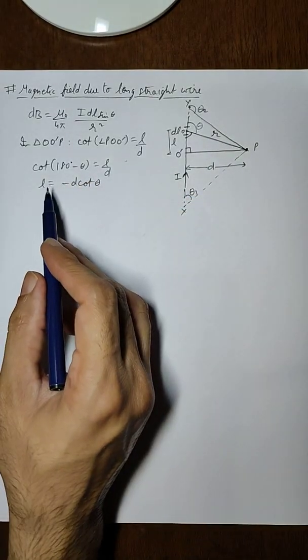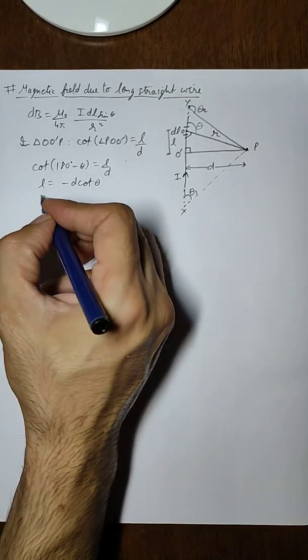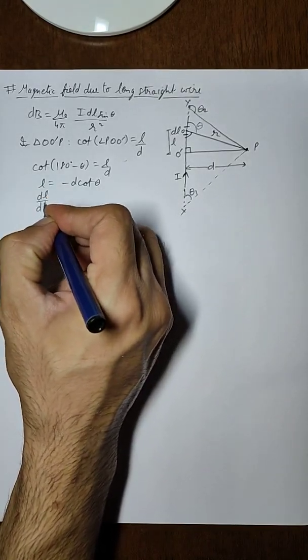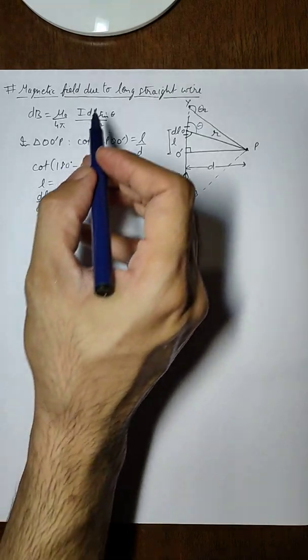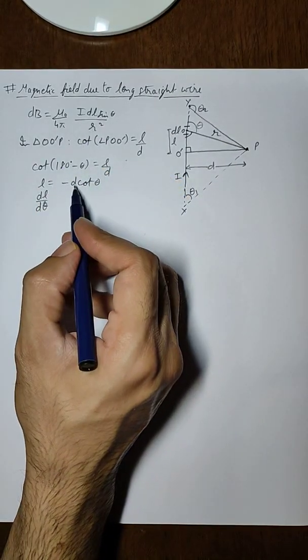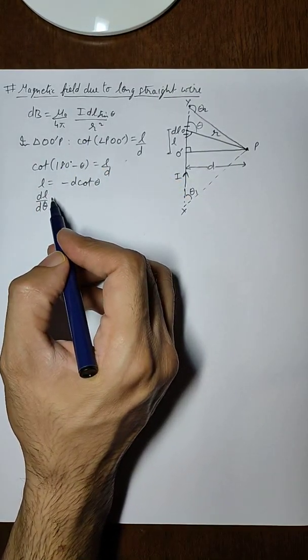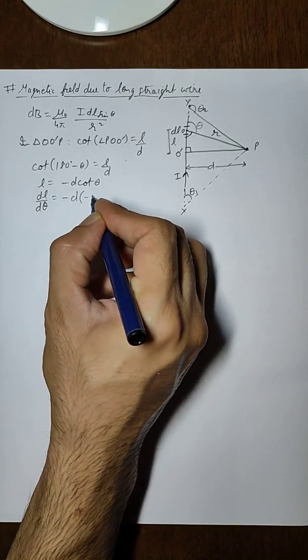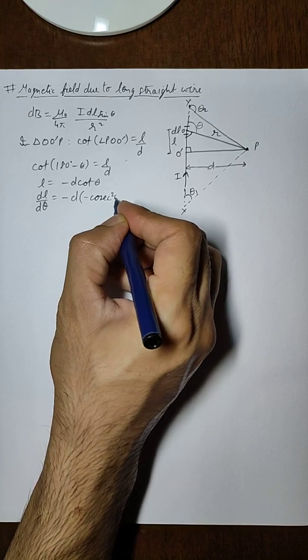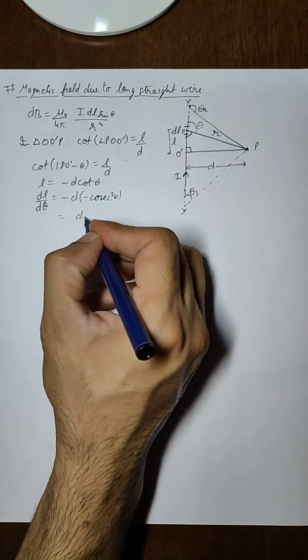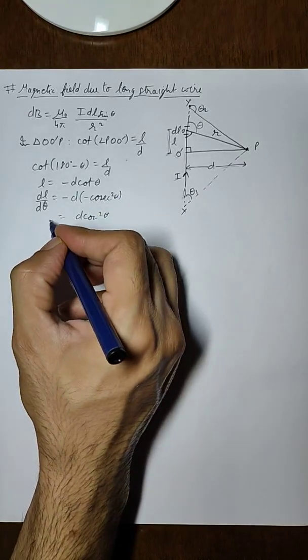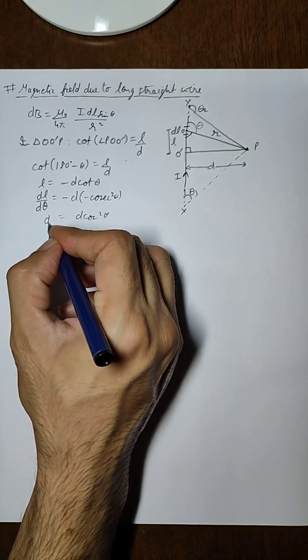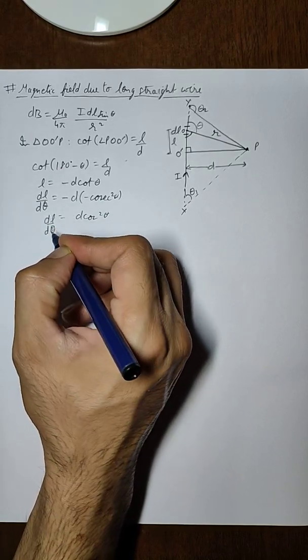Now if we differentiate this with respect to theta, it will be dl by d theta, because we need dl to put here. So we are going to differentiate it. So dl by d theta will be equal to minus D times minus cosec square theta, which will be equal to D cosec square theta. So this will be the value of dl by d theta.